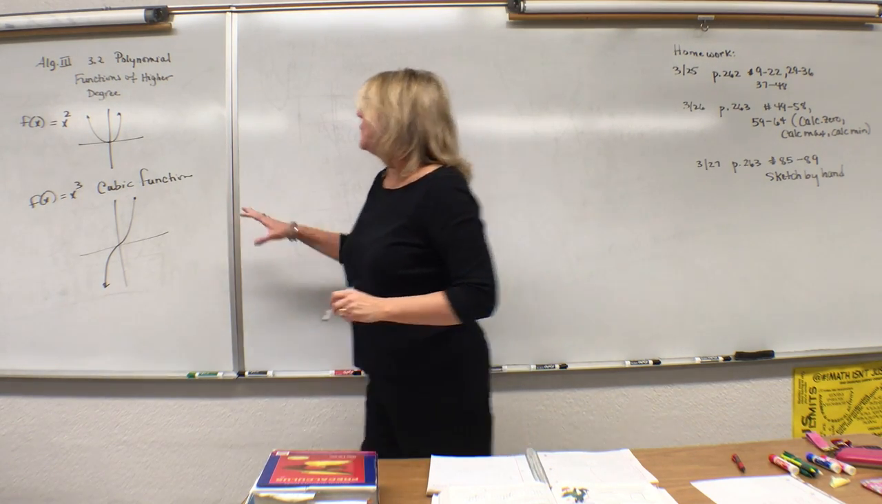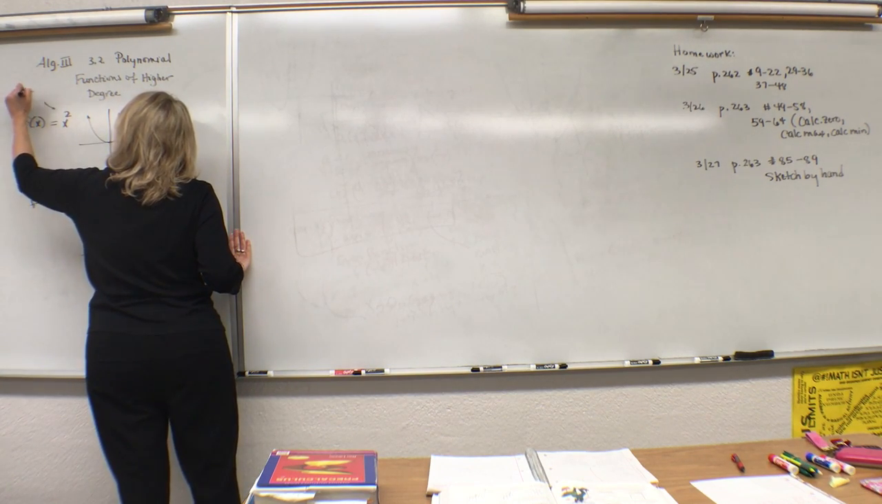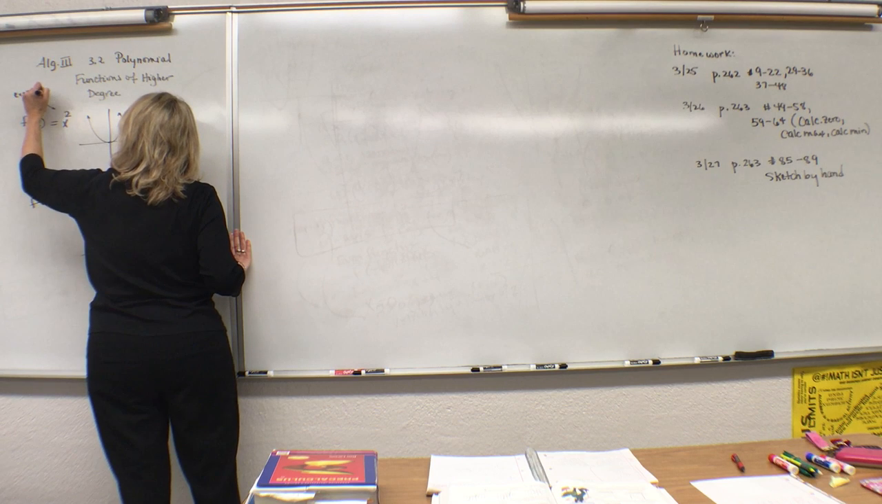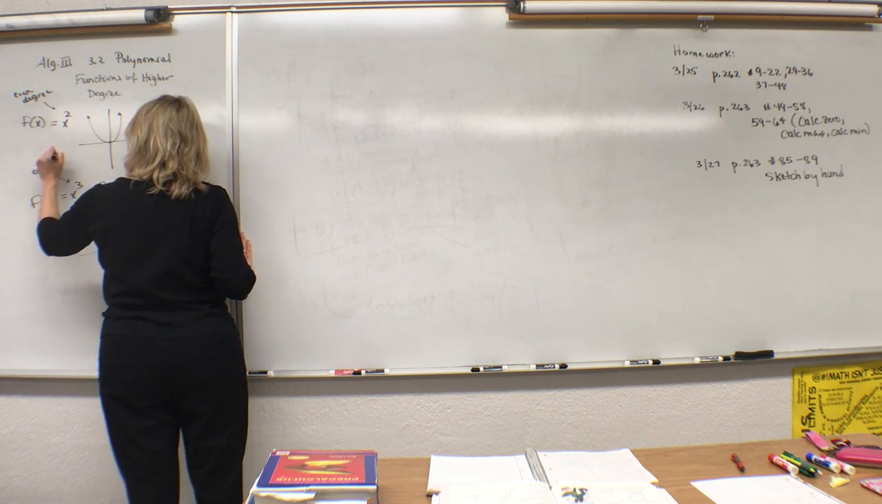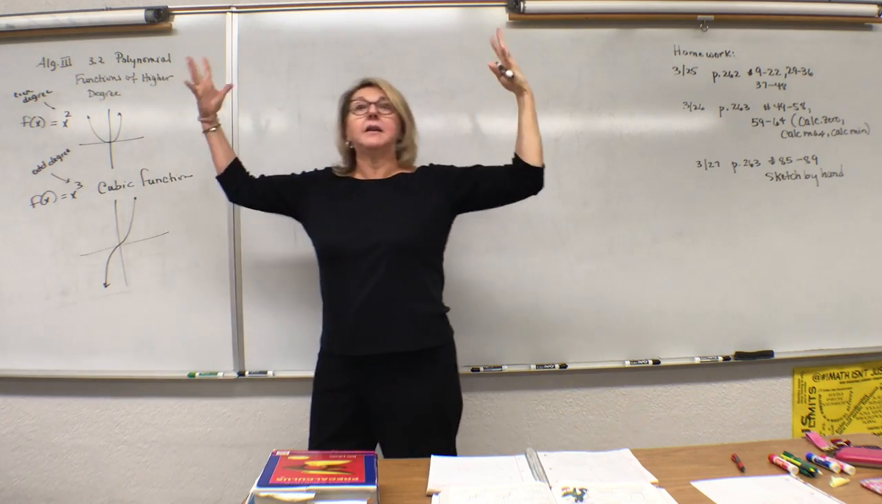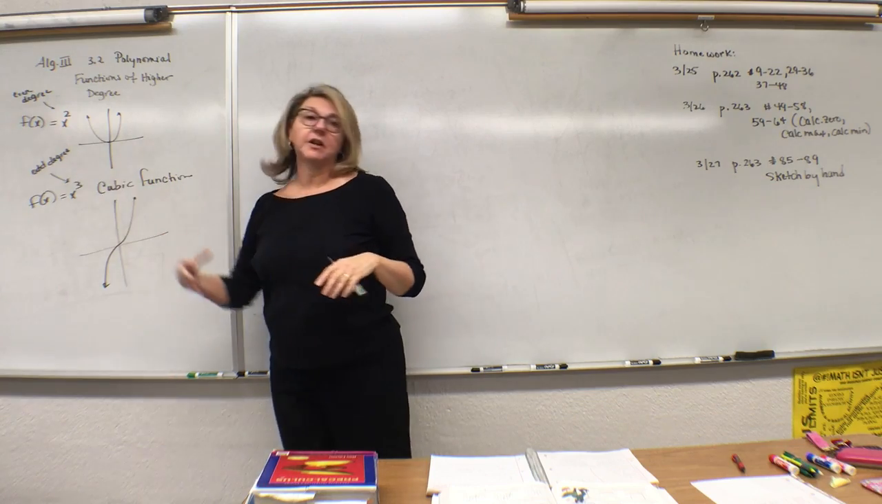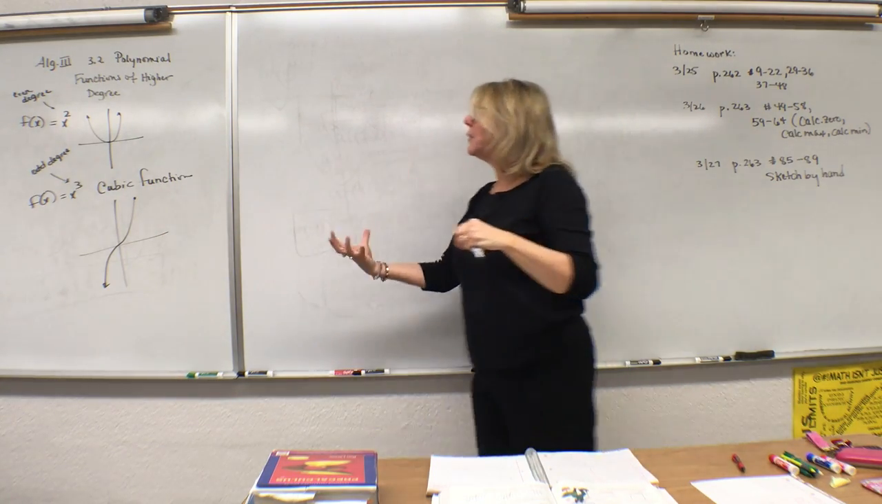Well, we notice here that this is what we would call an even degree. And this is what we would call an odd degree. Other even degrees are 4, 6, 8, 10, and so forth. Other odd degrees would be 5, 7, 9, 11, and whatnot.